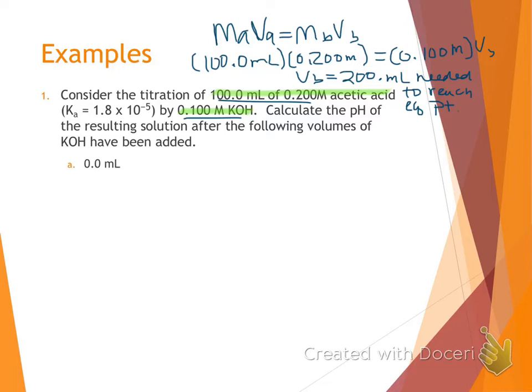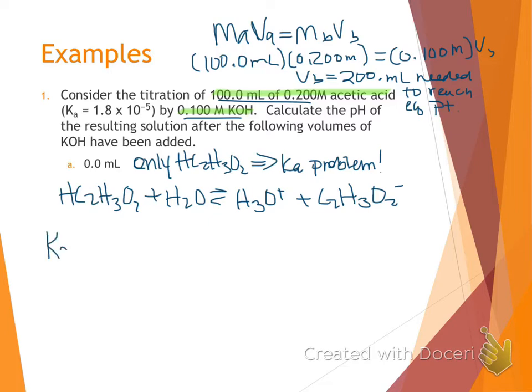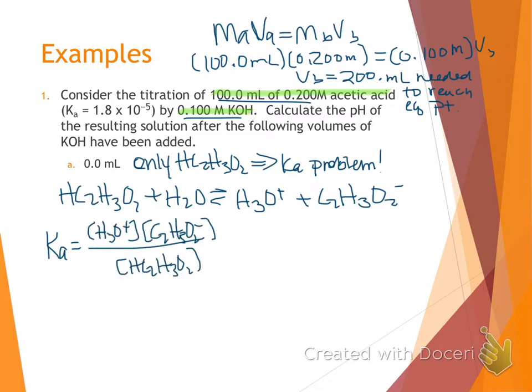This becomes just a Ka problem. Since we just have that acetic acid in water, we're just looking at our weak acid ionization reaction here. We could go through and do our whole RICE table, but we don't have to. We can go straight to that little shortcut. We know that Ka is equal to our H3O plus times our acetate ion concentration over the whole acid.